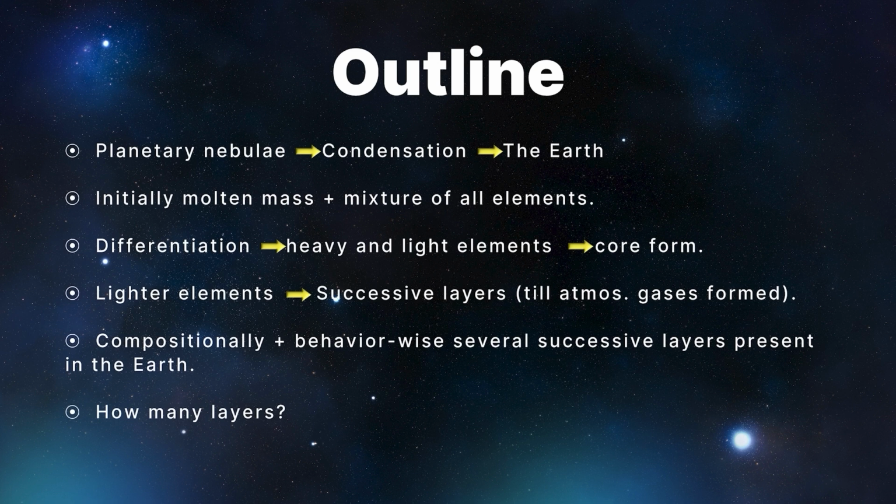Later on, after this, the lighter elements differentiated in the form of successive layers till the atmospheric gases were formed, and finally, compositionally and behavior wise, several successive layers are present in the earth. So how many layers are present in the earth? That is an important issue that we need to know in this lecture.